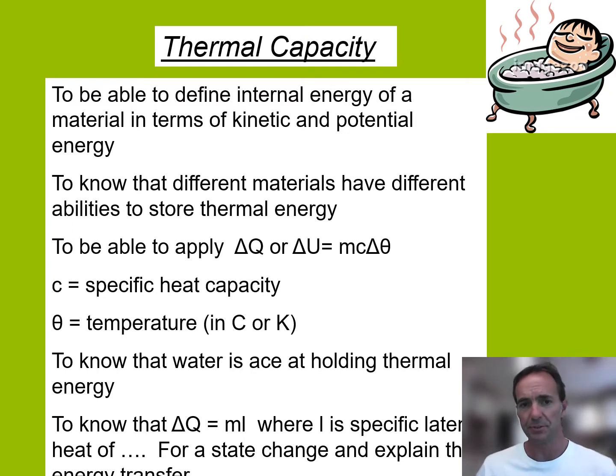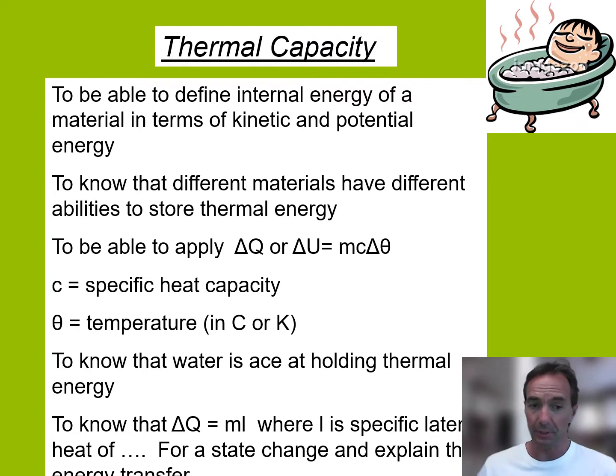Just to run through these: to be able to define internal energy in terms of kinetic and potential energy, different materials have different thermal energy. To be able to apply delta Q or delta U, delta just means change. I'm going to interchangeably use delta Q and delta U as changes of energy. Delta Q tends to be energy transfer, delta U tends to be total internal energy. So there's quite a bit of variation. You'll see a bit of variation as you go through physics in general.